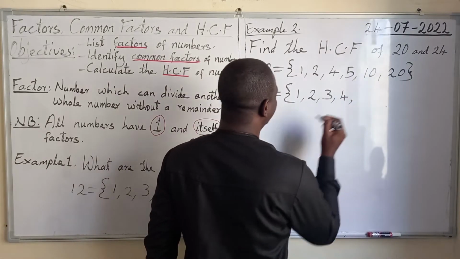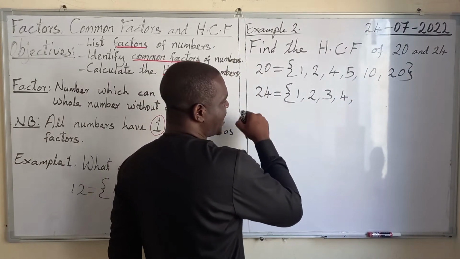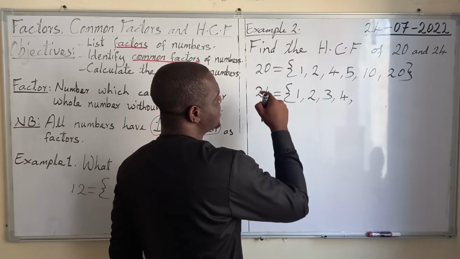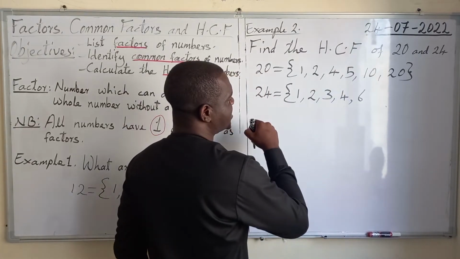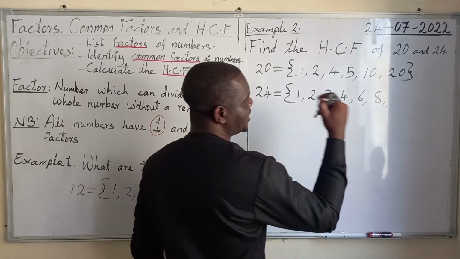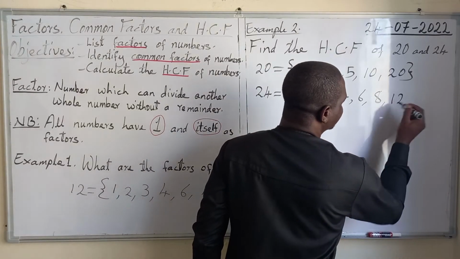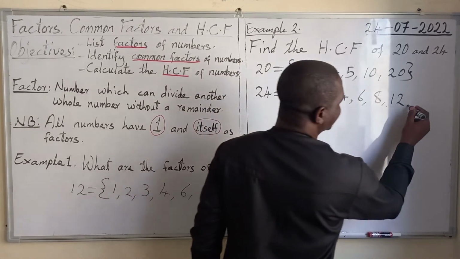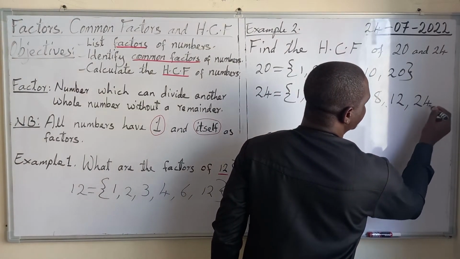So 4 is there, 5 is not, because the number does not end with 5 or 0. 6 is there, 7 is not, 8 is there, 9 is not, 10 is not, 11, 12, and since 12 is half of this, the next number should be 24.